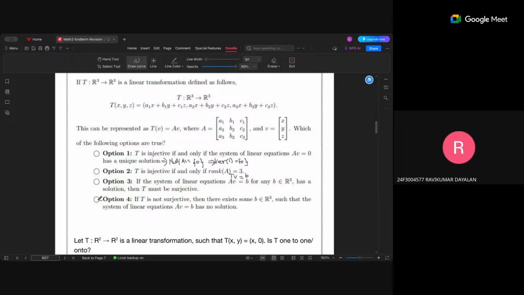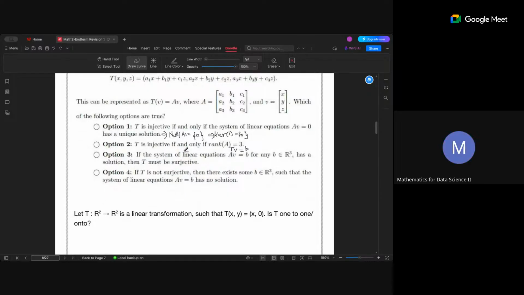Ma'am, can you please repeat option 3 alone once again? Option 3, why it is 2? See, what is the definition of surjective? Surjective means that every element in the codomain has a pre-image. Yes. Right? This is the definition of surjective. Now, for what is given here, the system Av equal to b for any b in R3 has a solution. So let us rewrite the same equation in terms of the transformation. So you have Tv equal to b.